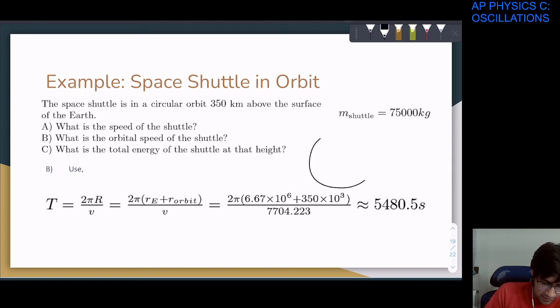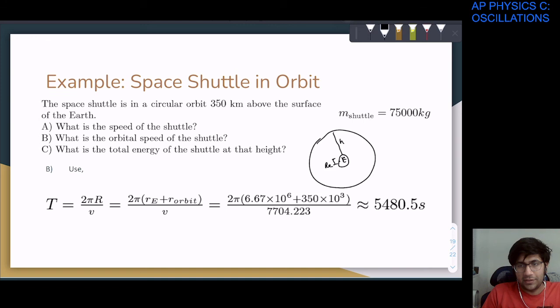If you think about it, this here is the Earth. This radius here is h plus r sub e. And then the 2 pi r gets you the total circumference, and we divide it by v, which is what we just found. Plug that in, and we end up getting 5,480 seconds. So that's how long it takes to make one orbit, that's the orbital period.